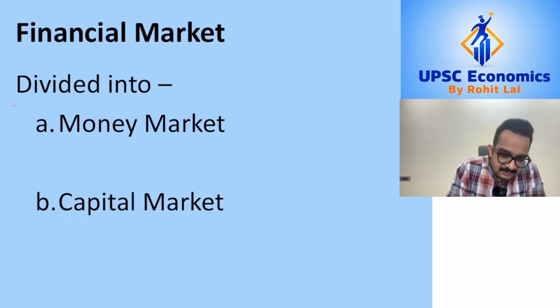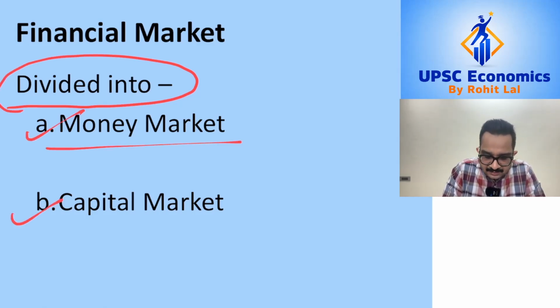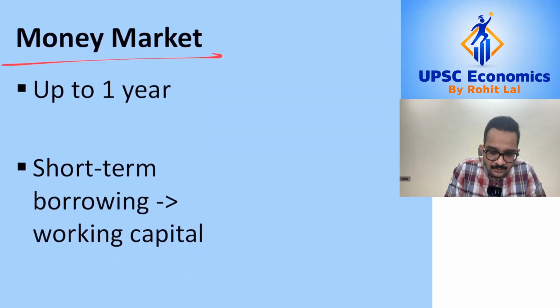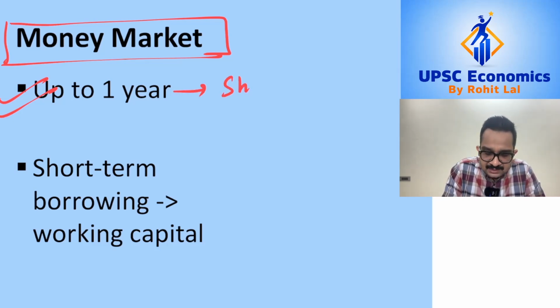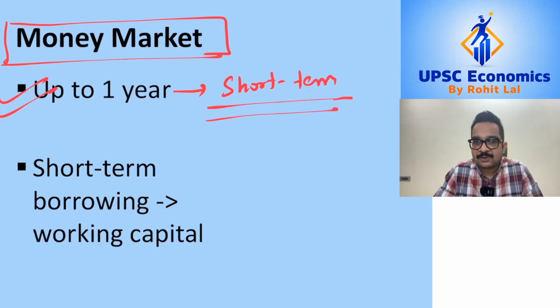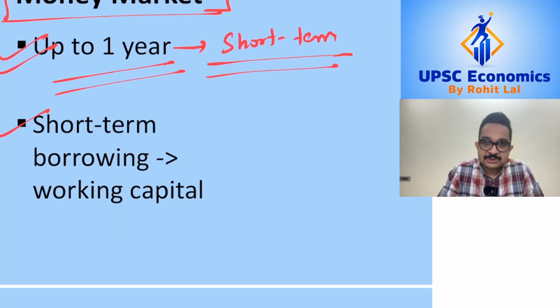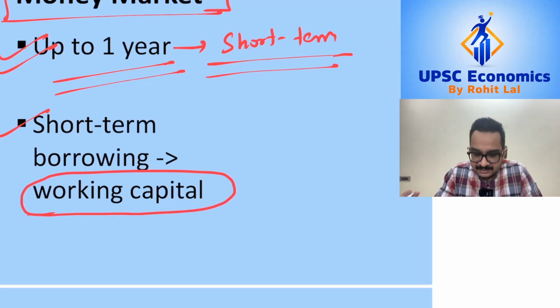Now the financial market can broadly be divided into two components, which are the money market and the capital market. Now let us understand what are the differences between these two broad components. So if you talk about money market, so money market is a component of the financial market which enables entities for short-term borrowing and lending. So it is a component which allows entities to borrow and lend for 1 year so that they can meet their operational or working capital requirements.